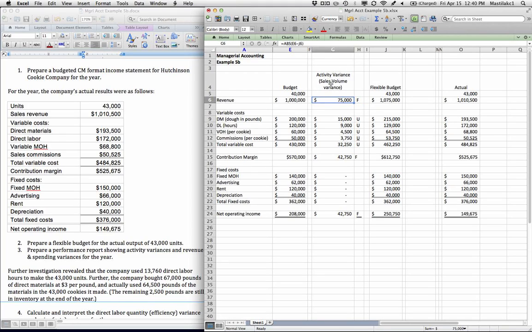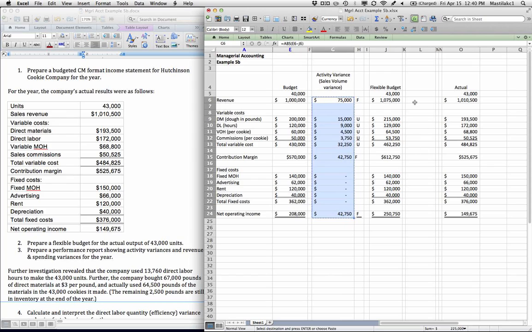And again, it's called an activity variance or a sales volume variance because all the numbers in this column depend entirely on the fact that we actually sold 43,000 units instead of 40,000. This column doesn't tell us anything about cost control or about revenue per unit. All this column tells us is what the natural effect of selling 3,000 more units should have been if all of our cost volume profit assumptions held.